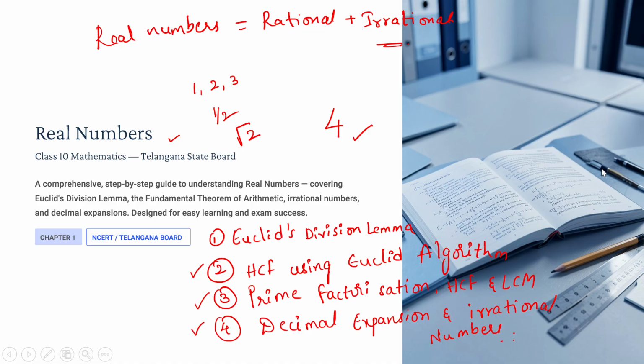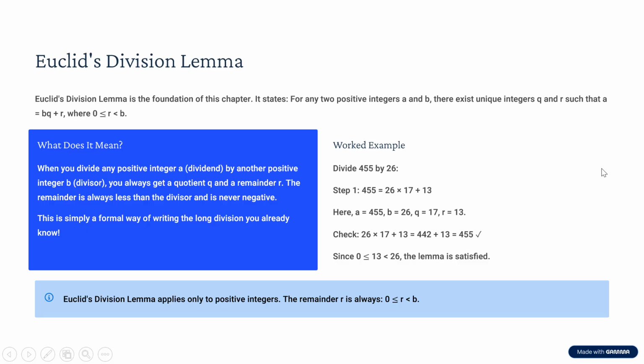Moving to the second part, Euclid's division lemma. So now the most important concept, Euclid's division lemma. It simply means whenever we divide a number, we get quotient and the remainder, right? So here the formula is A equals to BQ plus R, where remainder is always less than the divisor. Okay, A equals to BQ plus R.